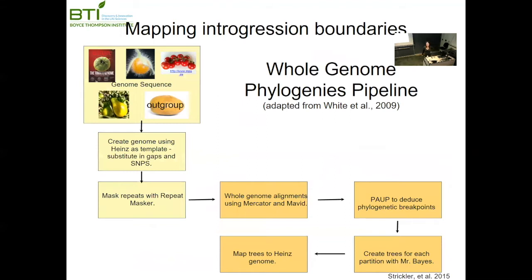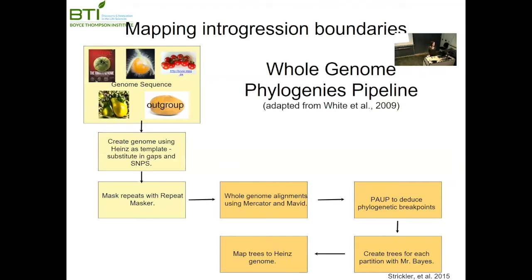To do this, we devised a pipeline that's adapted from White et al., a paper that came out in 2009. We had 5 different species that we looked at. We had the reference Heinz genome that we used to map all of our resequencing data onto. We had the galapagense and pimpinellifolium data that came from the Tomato Genome Project, so that was publicly available. We had our yellow pear resequencing data, and then of course potato sequence was available at the time.